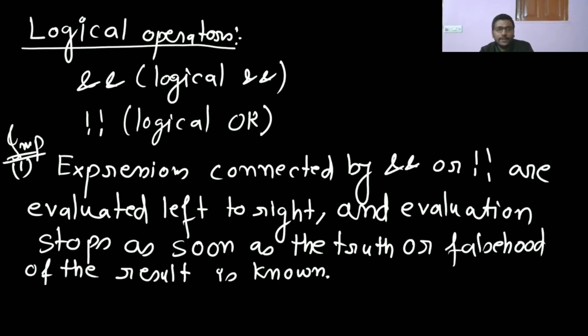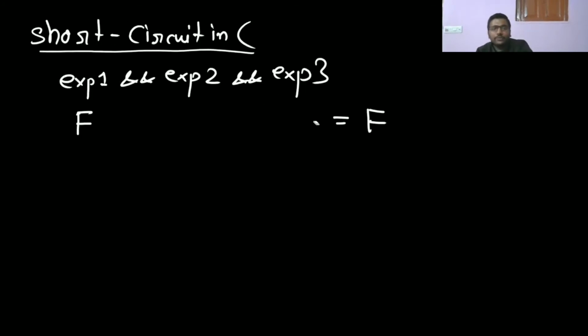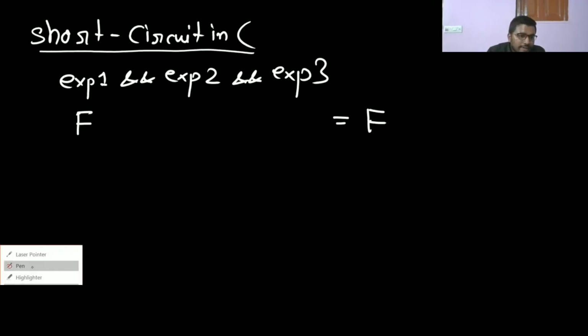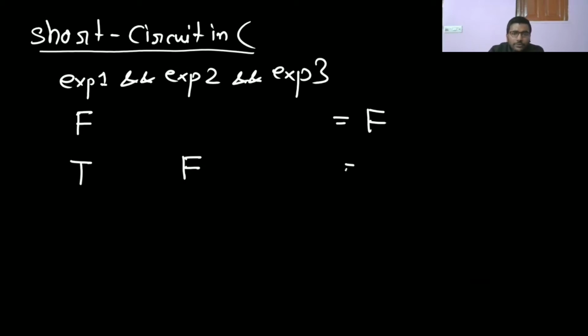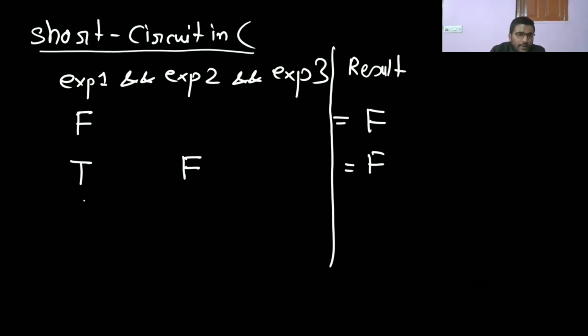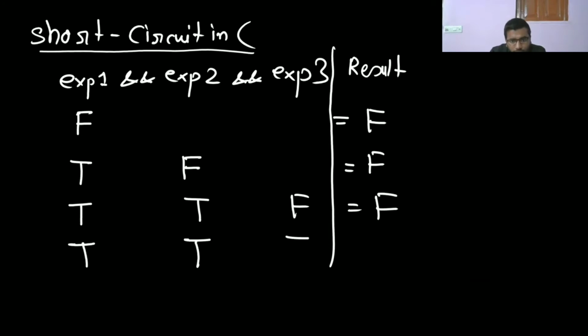Because it is an and, for the condition to be satisfied, all these statements should be true. If the first is true, then you check the next one. If that is false, no need to go further, and the final result is false. If it is true, you execute expression 3, and only if all are true is the result true. That is short circuit.